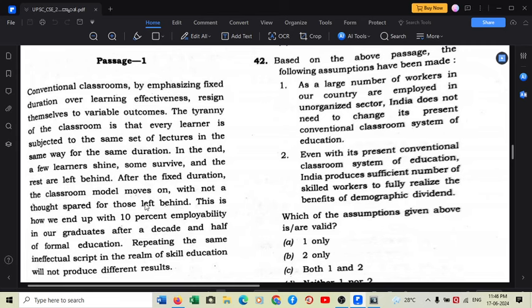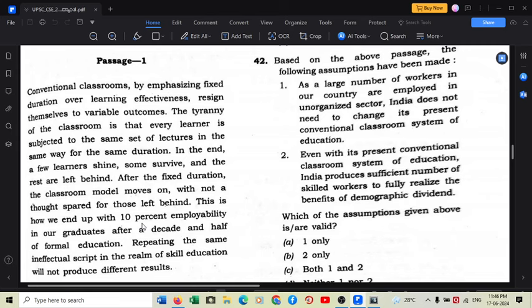Statement 2: even with its present conventional classroom system of education, India produces a sufficient number of skilled workers to fully realize the benefits of the demographic dividend. So this is also in contradiction to what the author is saying. The author is saying that only 10% of people who have gone through the conventional approach of education are able to have good employability. And here the statement is saying that even with the present conventional system of education, India produces a sufficient number of skilled workers. This is wrong. This statement is in contradiction to what the author is saying.